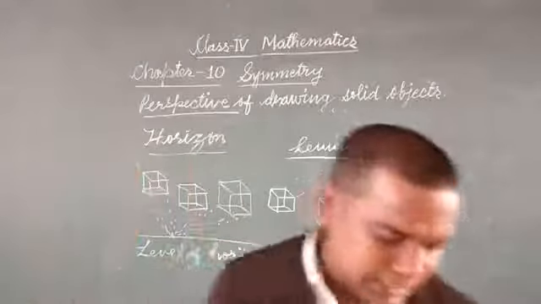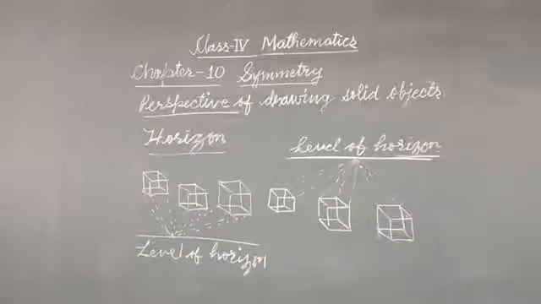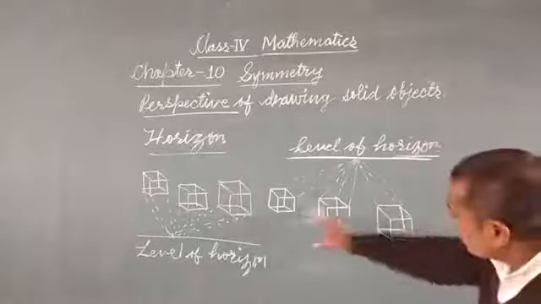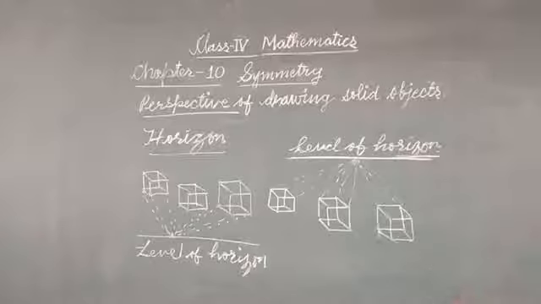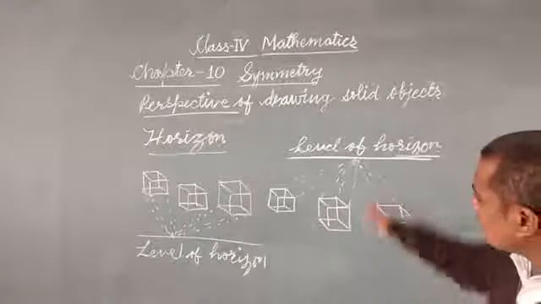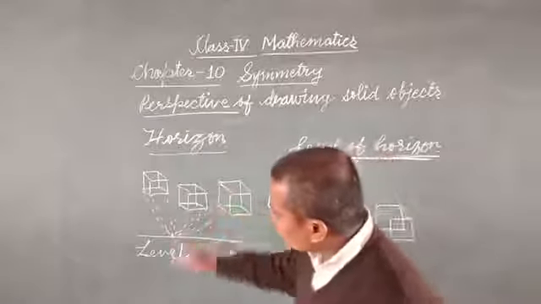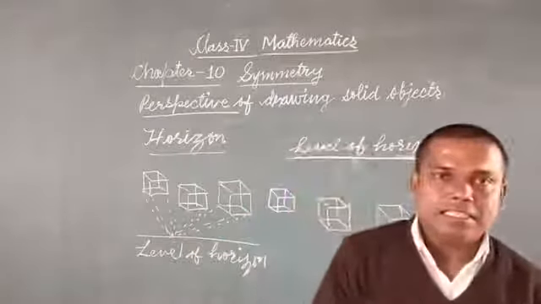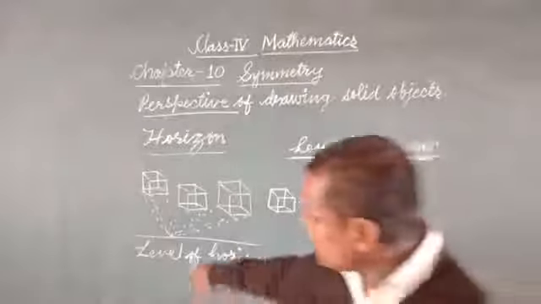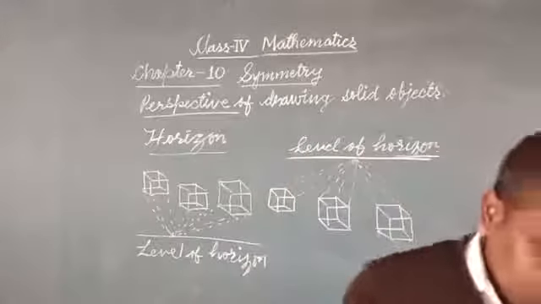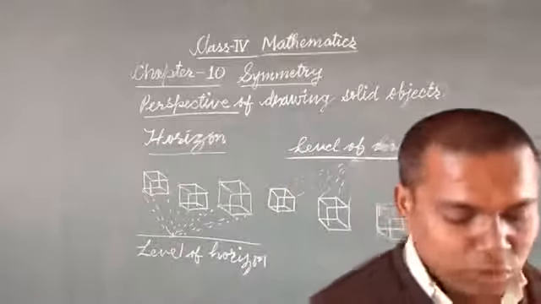Some interesting 3D drawings are given below. Here you see the drawings. These are the cubes in perspective view. If the level of horizon is here, then it seems to be like this. If the level of horizon is down, then it seems to be like this, and at this point. Now, 3D illusions.